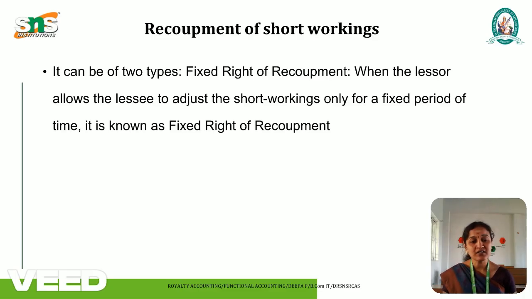One is fixed right of recoupment. Here, the lessor allows the lessee to adjust the recoupment for a fixed period only, not for all the years. Within the fixed period he can recoup the short workings. That is called fixed right of recoupment. For only fixed years he can recoup the short workings. It is based on their agreement and differs from lessor to lessor.